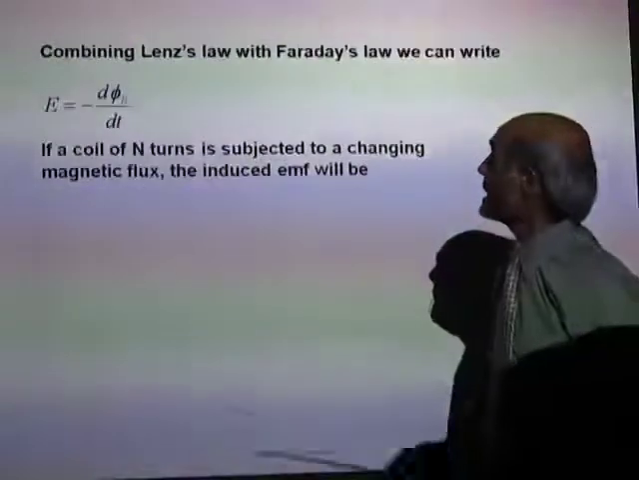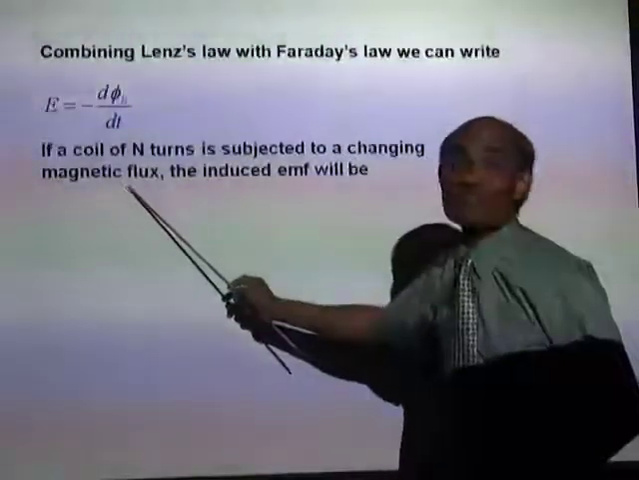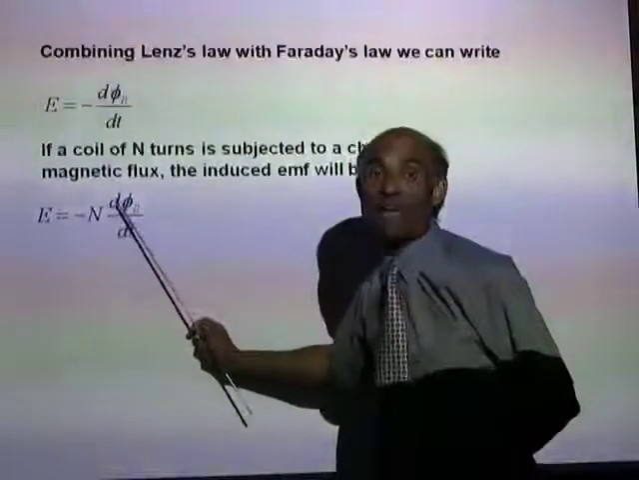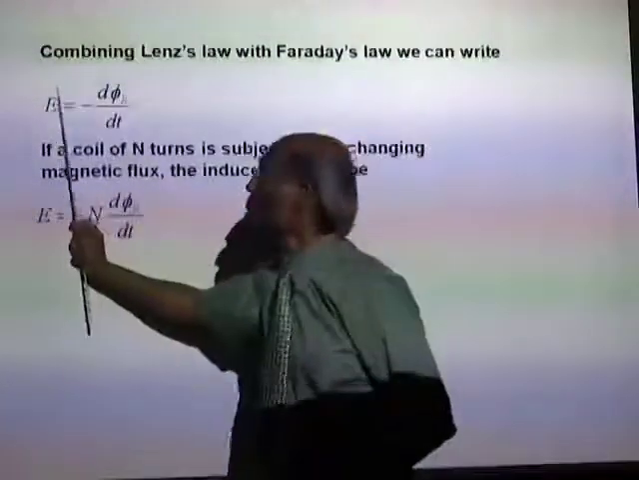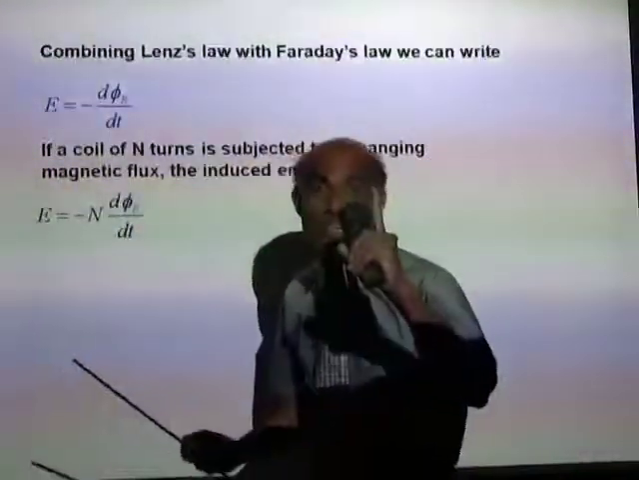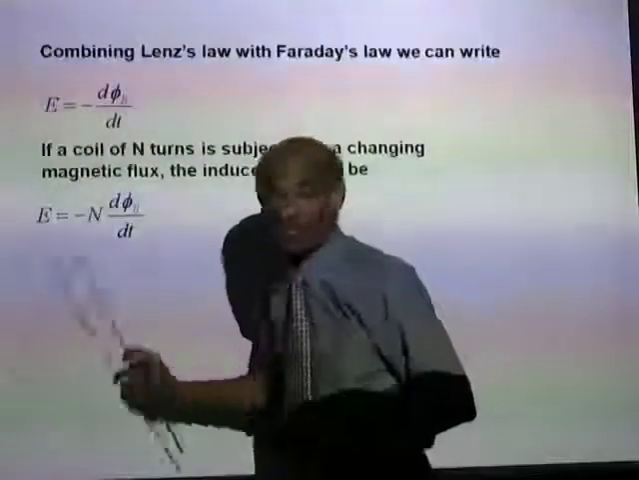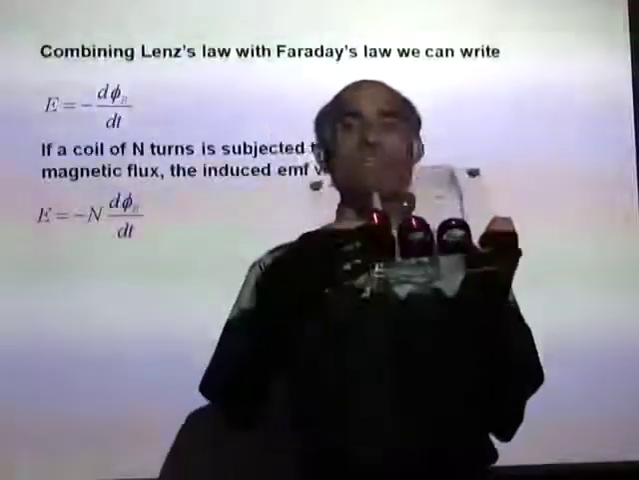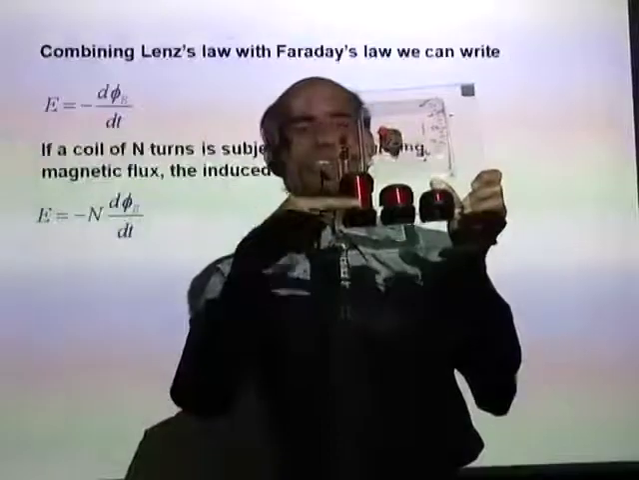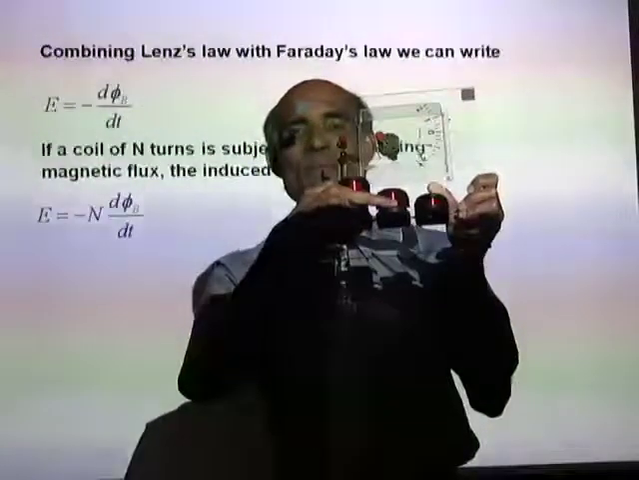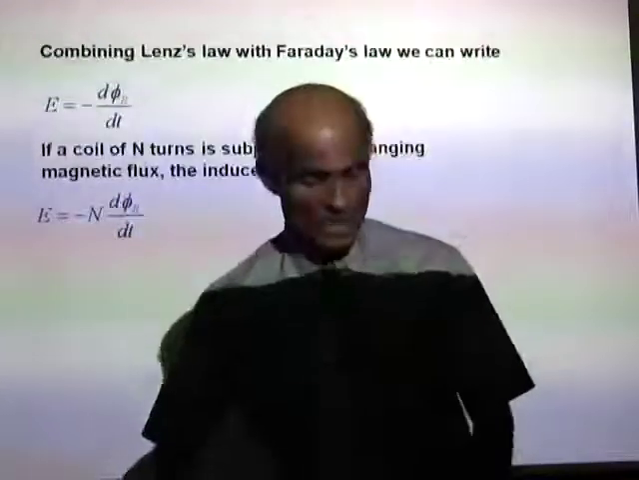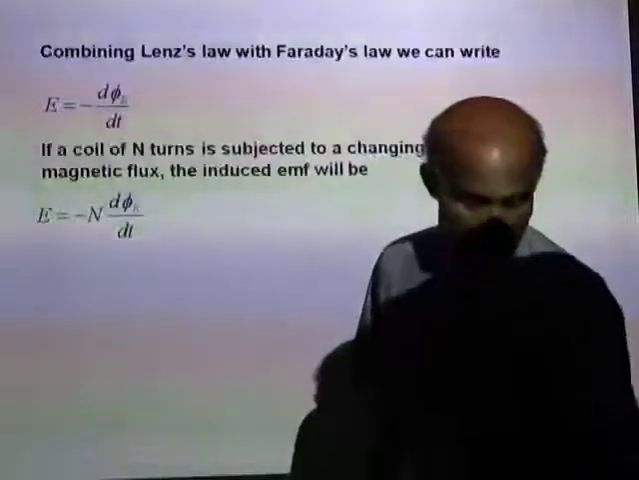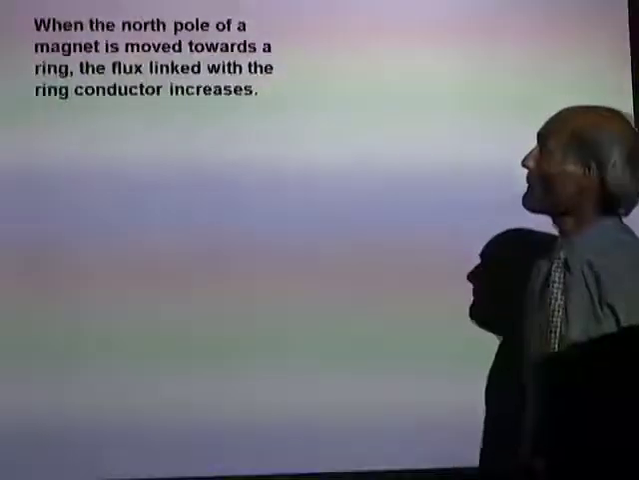If a coil of N turns is subjected to a changing magnetic flux, the induced EMF will be E equal to negative N d phi by dt. Now, d phi by dt gives the induced EMF in one turn of the coil. If there are N turns of the coil, for example, if you look at this coil that I just showed you, the induced EMF will be greater in this coil than in this, because this contains more turns. So E equal to negative N d phi by dt, where N is the number of turns of the coil.